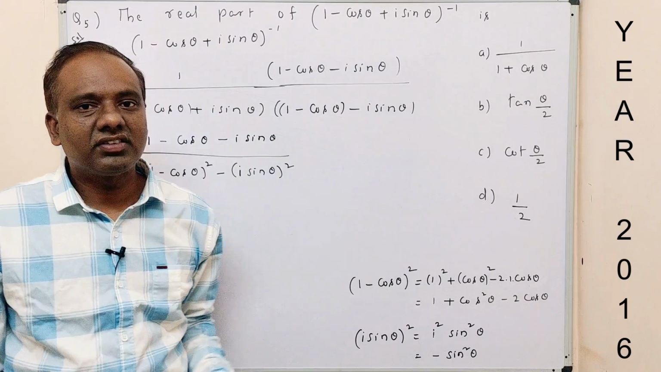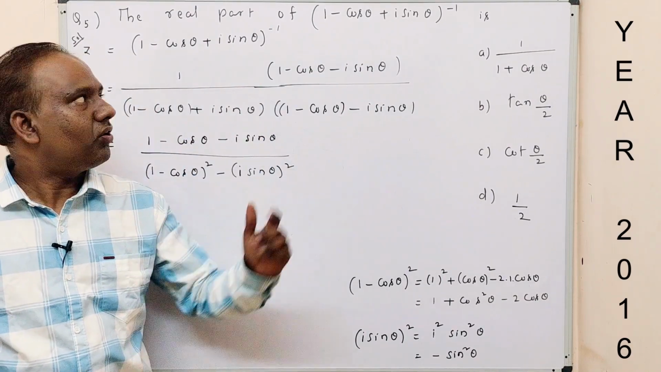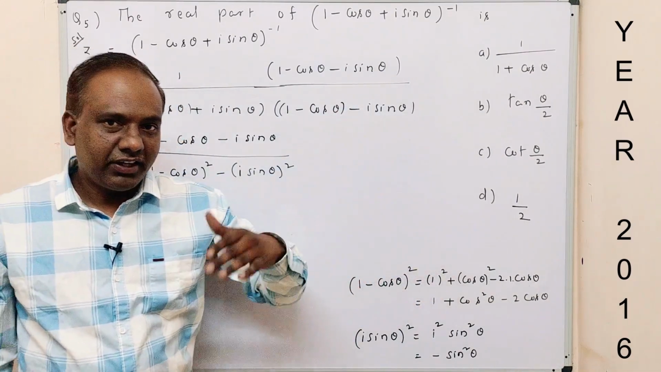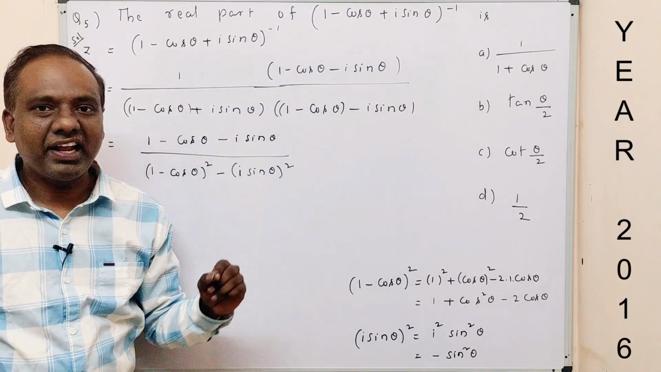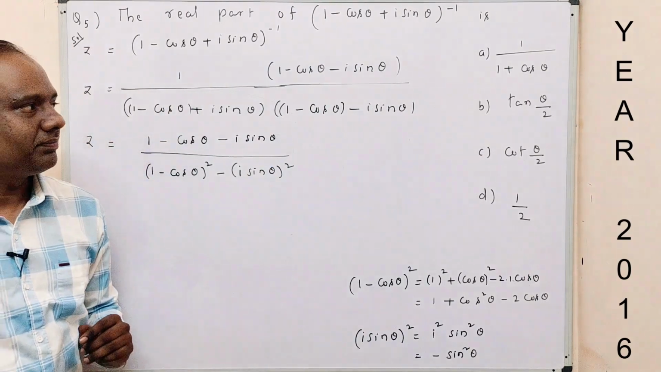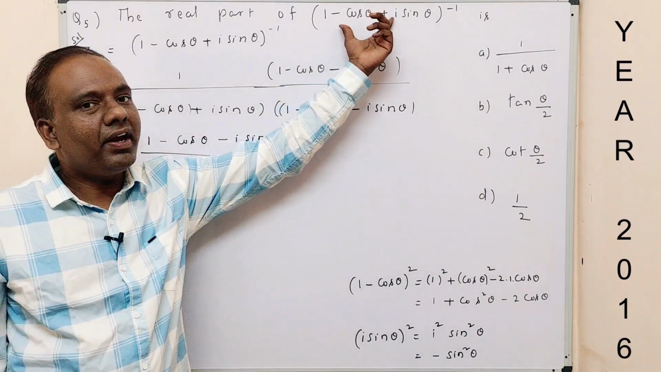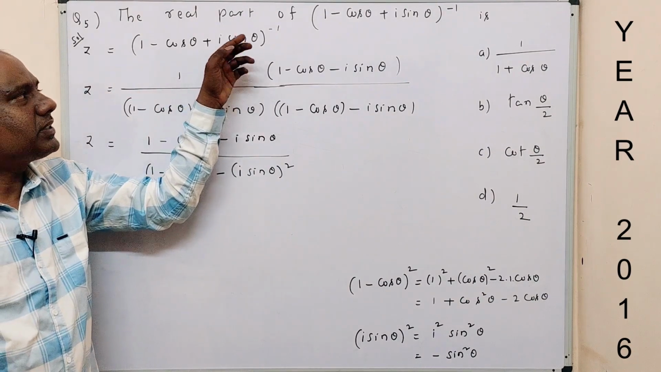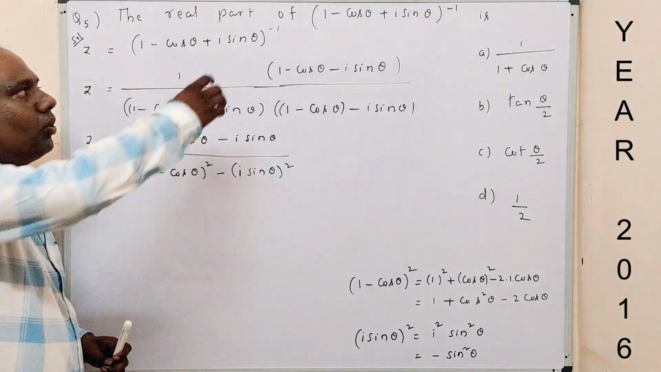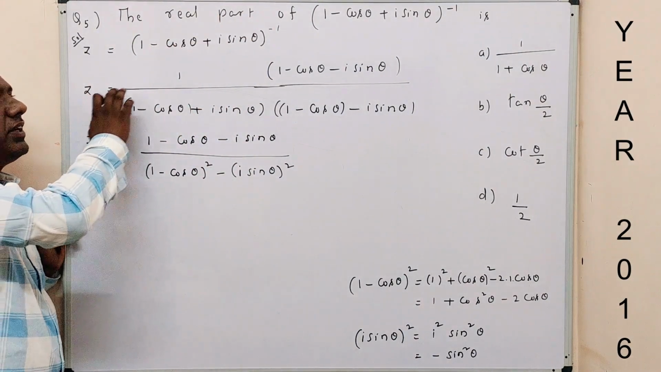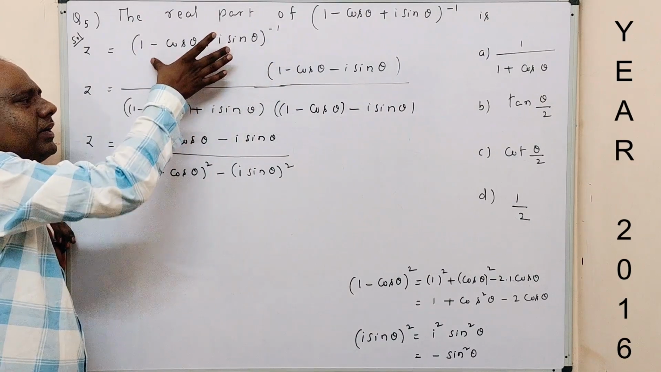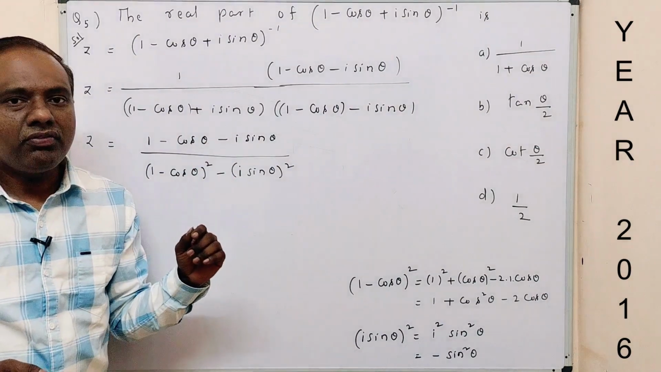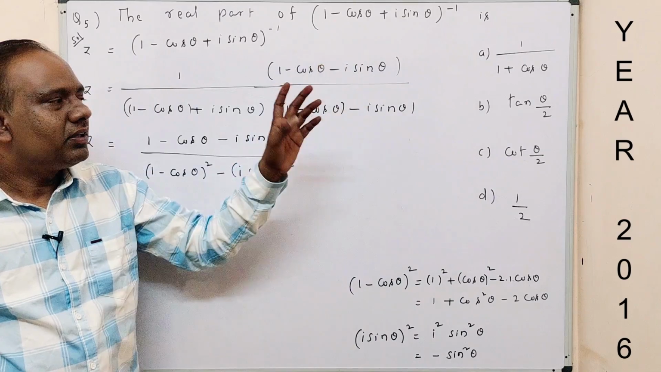Here the question is the real part of (1 minus cos theta plus I sin theta) whole inverse is. So here they asked only the real part of this value. So these are the options. So here for reducing the time, some steps I write directly here. Please understand. So here, first of all, please take z here. So z is equal to (1 minus cos theta plus I sin theta) whole inverse. Now first of all, whole inverse means we can write 1 by this value. 1 by (1 minus cos theta plus I sin theta). For simplification, here multiply and divide by this conjugate.